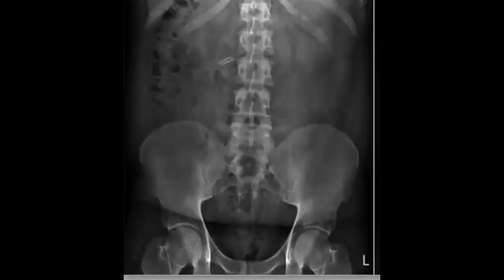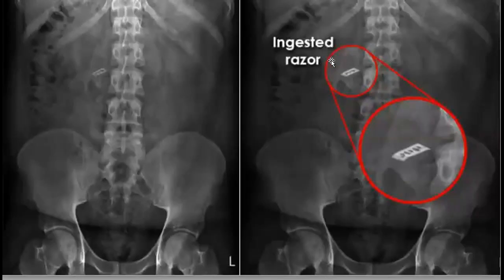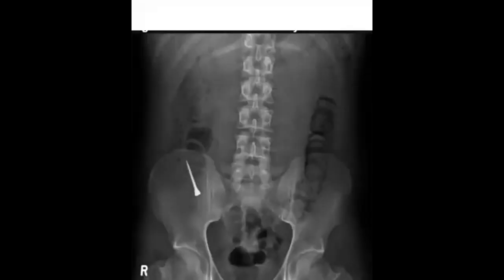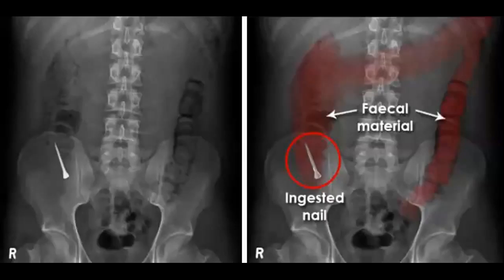Again, another type of ingested artifact. This was a razor. And again, you will check for any signs of perforation. Here, there is a nail. And hopefully there is no perforation, no free air. So, yeah, a nail. And there is no free air. The most important thing to mention is that there is no free air. Exactly.